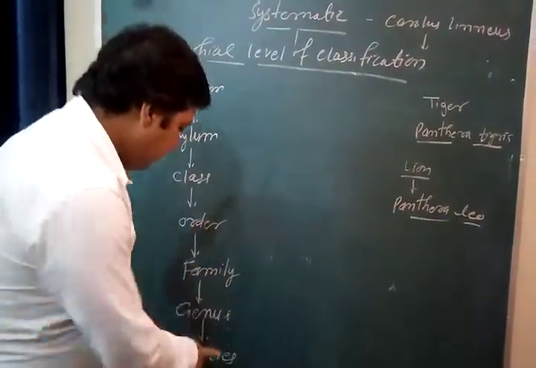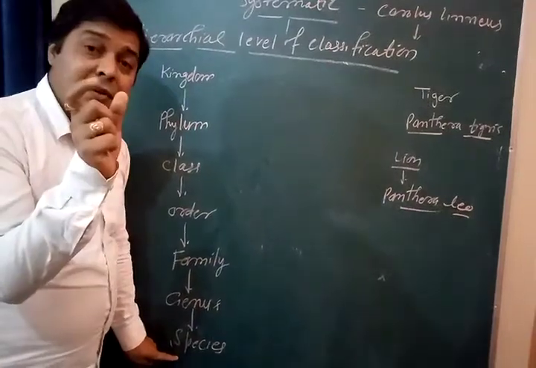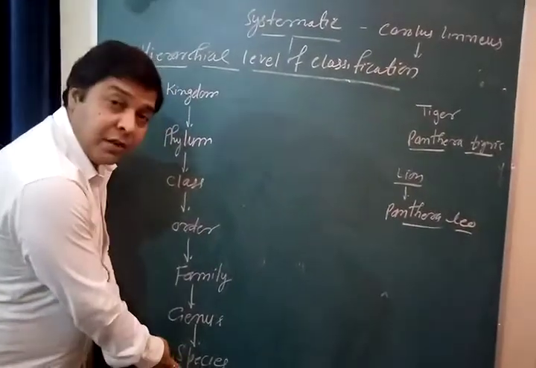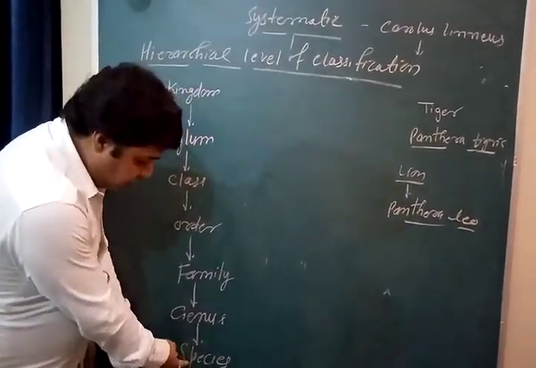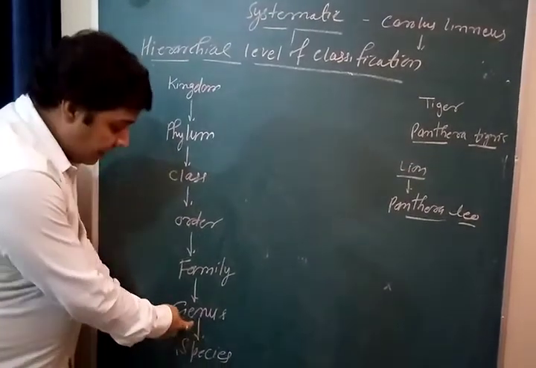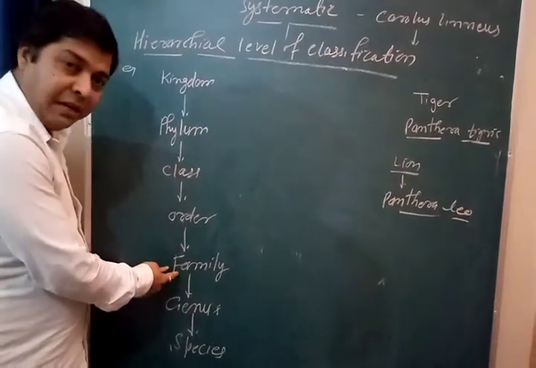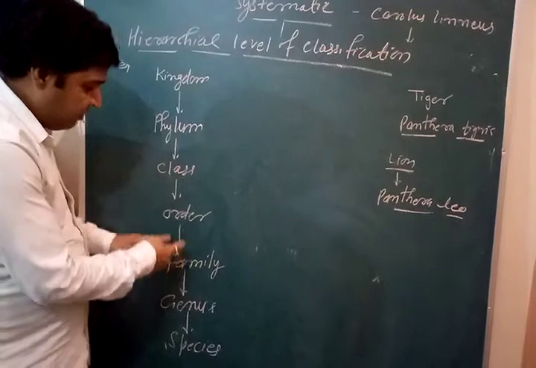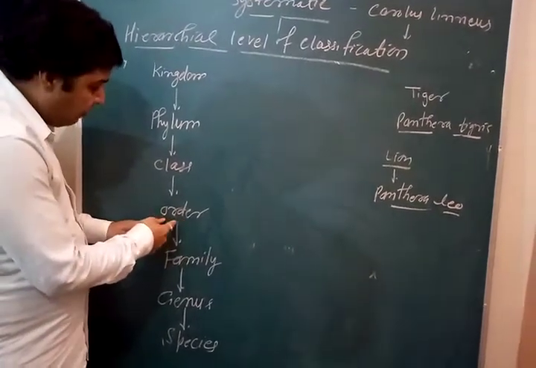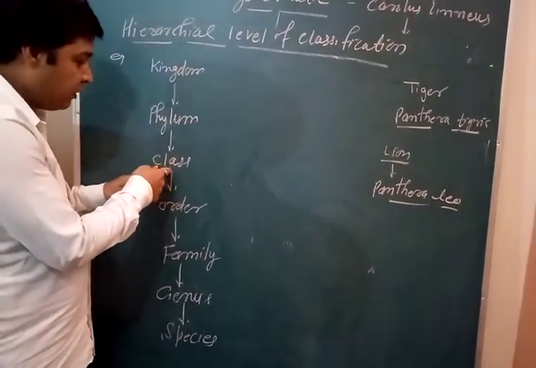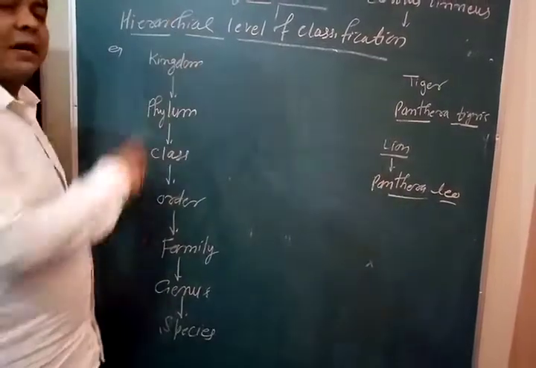So what? A related group of species is called genus. A related group of genus forms family. A related group of families forms order. And a related group of orders forms class. A related group of classes forms phylum, and like that.